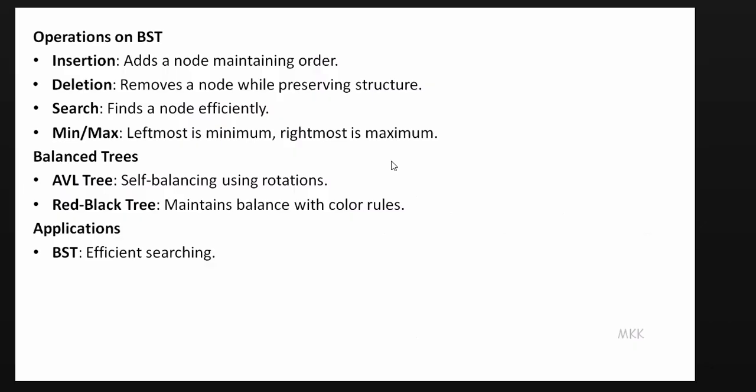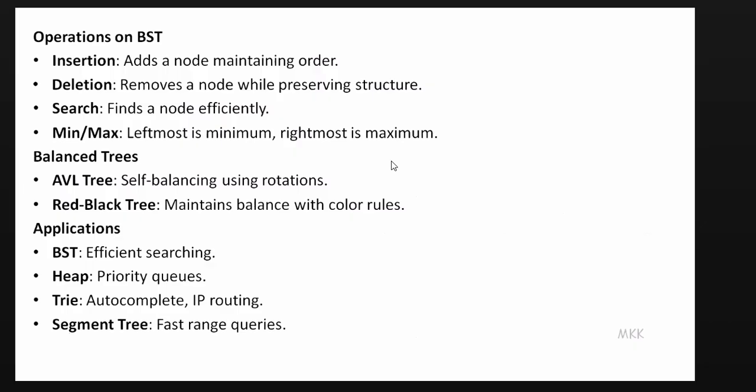Coming to the applications, BST is efficient in searching. Heap will be used in priority queues. Trie will be used for autocomplete and, of course, IP routing. Segment tree is very fast for range queries. Of course, we'll discuss these things in detail also.